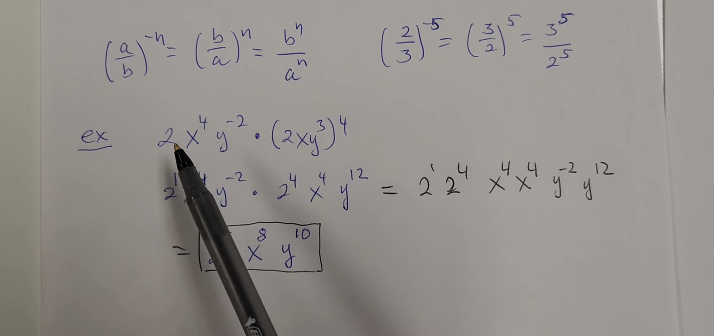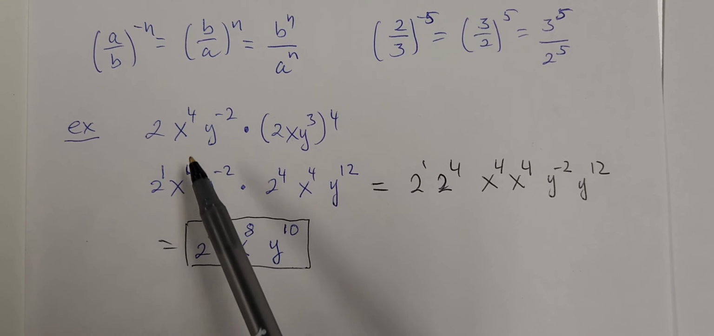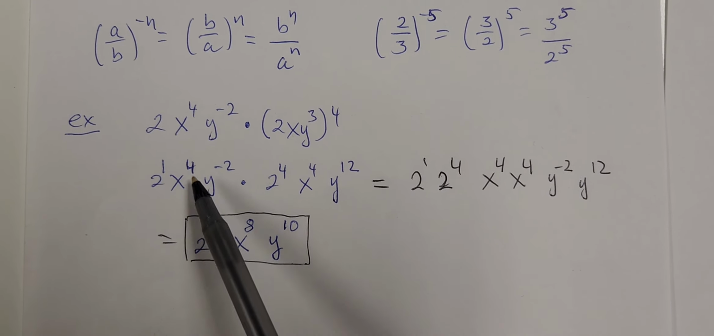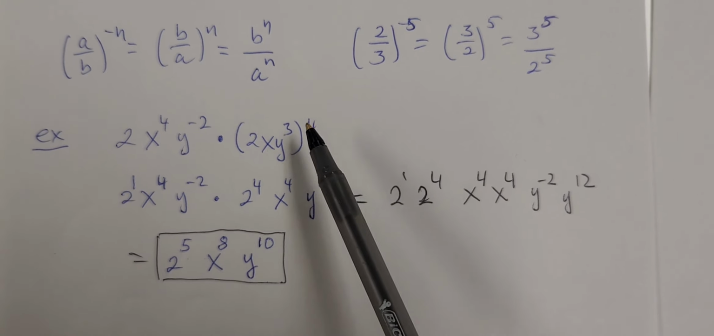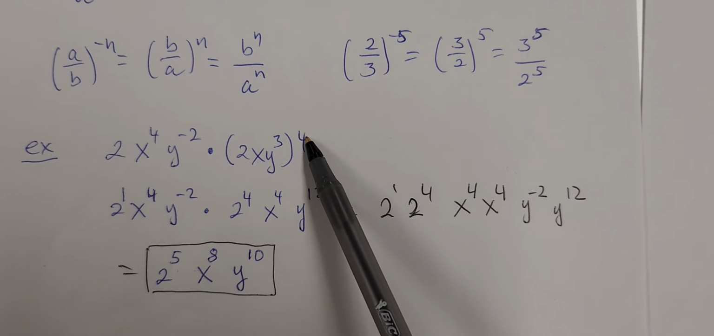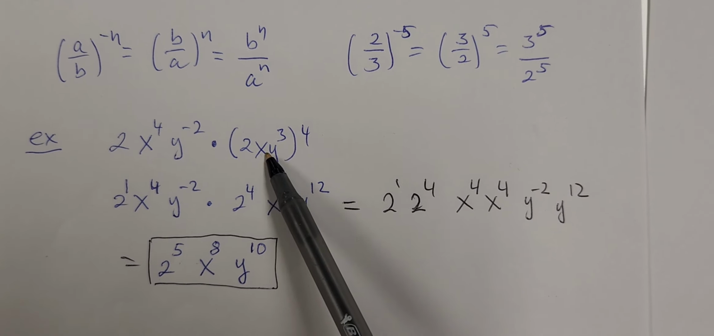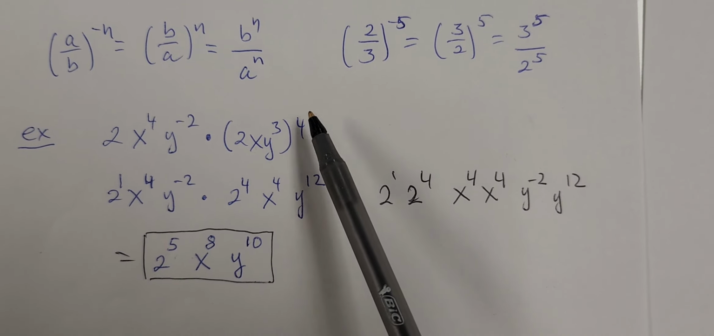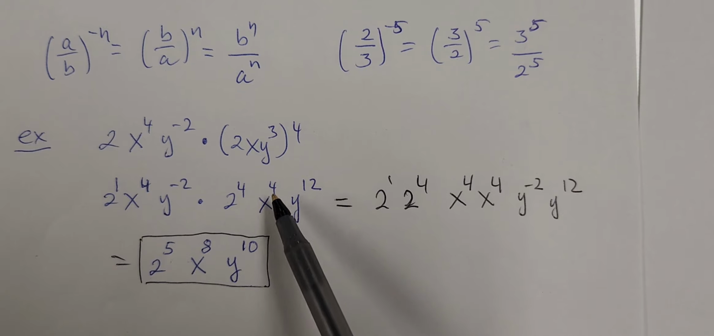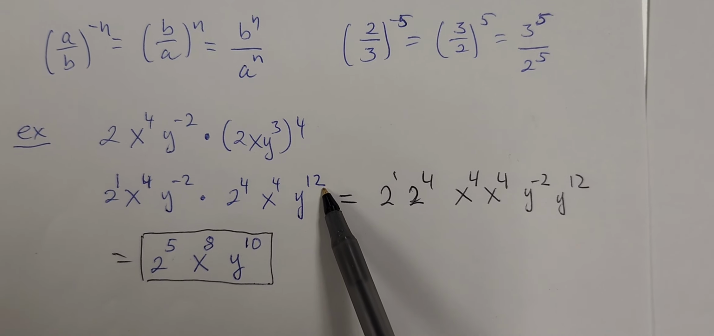So the next example, in the front, there's no parentheses, so leave it alone. So just rewrite it, 2x to the 4th, y to the negative 2. Here I have parentheses, so I distribute this 4 to everything in this parentheses. So 4 to this 2, so 2 to the 4, 4 to this x, x to the 4th, 4 to this 3, which is 12.